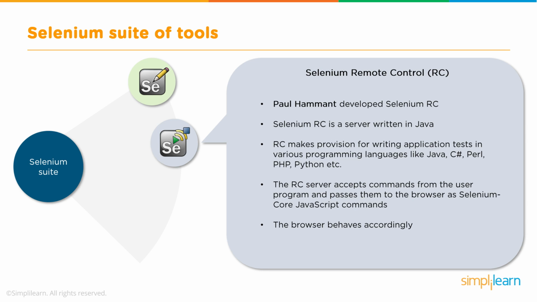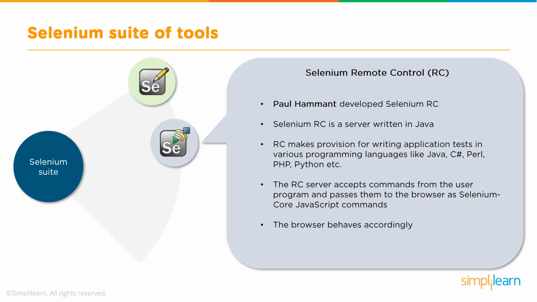Selenium RC. This is Selenium Remote Control. It was developed by Paul Hammond, who refactored the code and was also credited with Jason as a co-creator of Selenium. RC is used to write web application tests in different programming languages. The server itself is written in Java. It supports multiple programming languages like Java, C#, Perl, Python and PHP. It interacts with the browser with the help of the RC server. It uses simple HTTP GET and POST requests for communication.